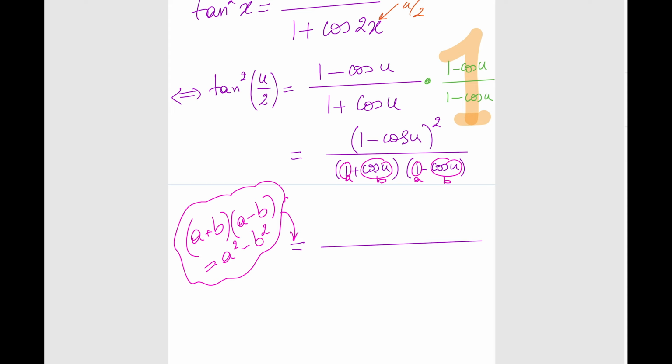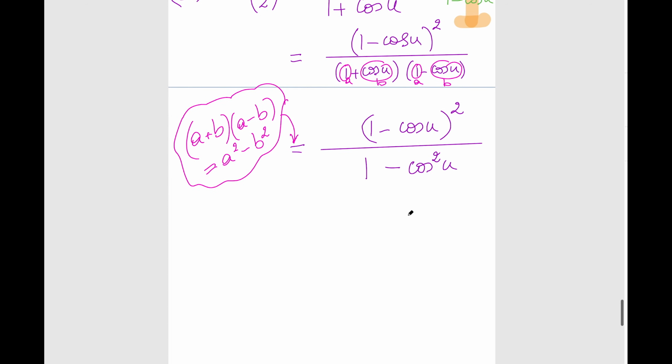Okay, so as such, this property tells me I'm gonna get a squared, so 1 squared, and what's 1 squared is 1, minus the square of cosine of u. We get this, right? And upstairs I get 1 minus cosine of u squared.